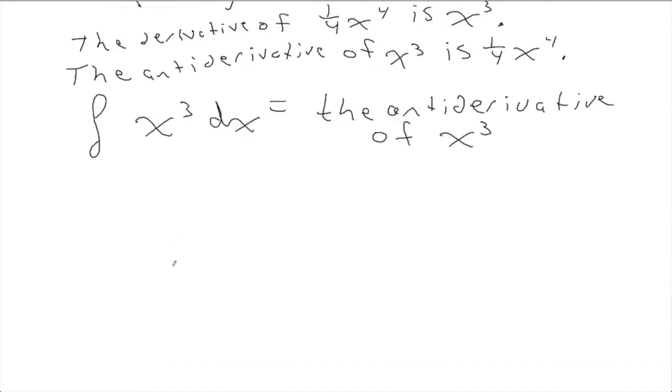By the way, notice when you use this notation, you still always have to put this dx on the end. So this means taking the antiderivative of x cubed with respect to x. The dx is kind of just like a closing parenthesis. It says, hi, this is the end of the antiderivative.